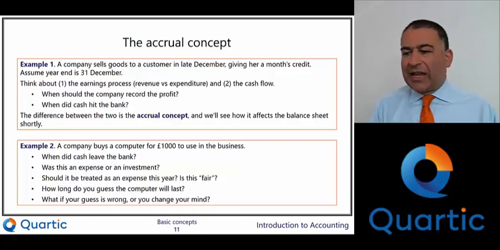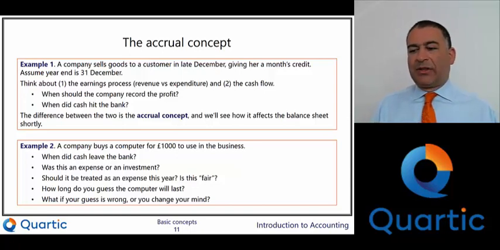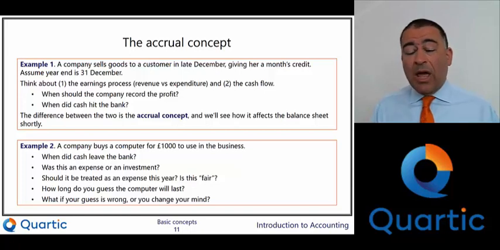Now, let's do a second example. A company buys a computer for £1,000 to use in its business. Now, we're buying this today, and let's say we didn't get credit on this. We literally went to the shop, we bought a £1,000 computer, and that's cash gone. So when did cash leave the bank? Now. We've paid the money now and it left our bank account this year.